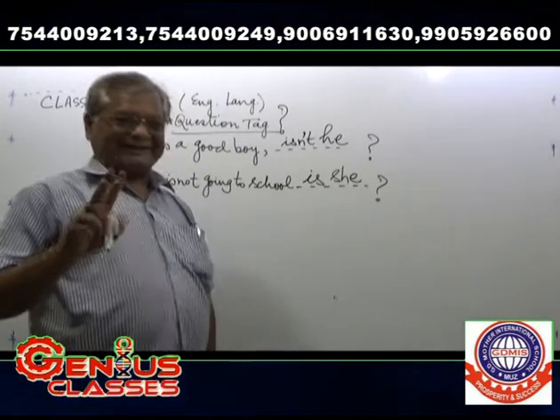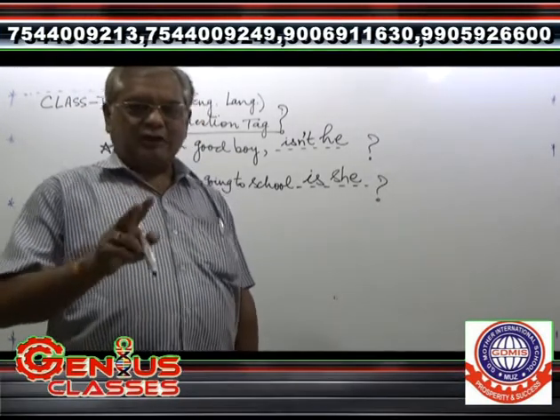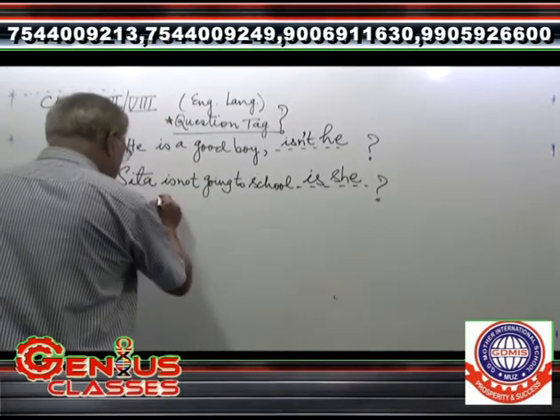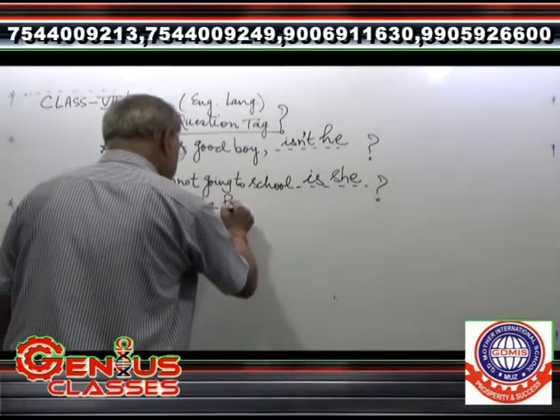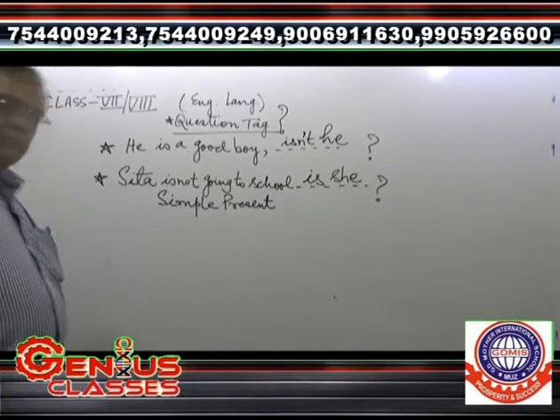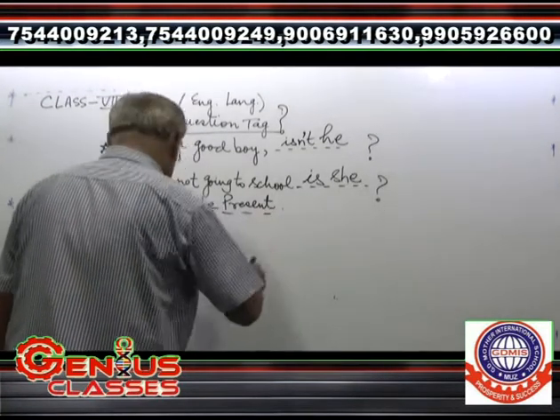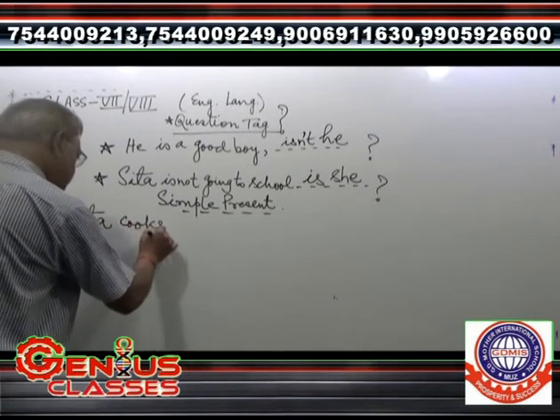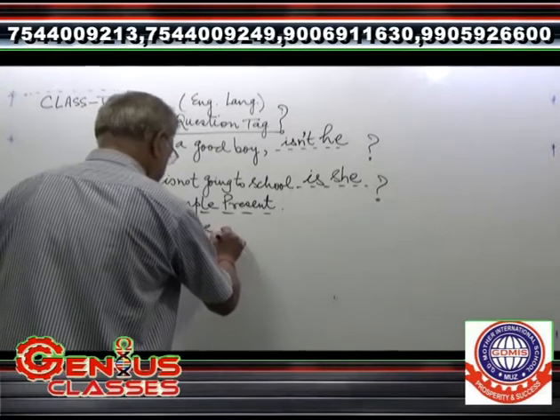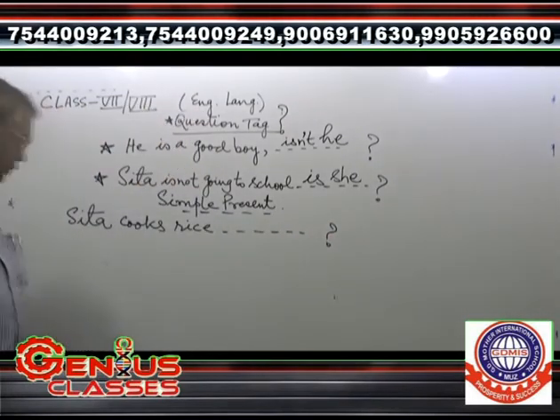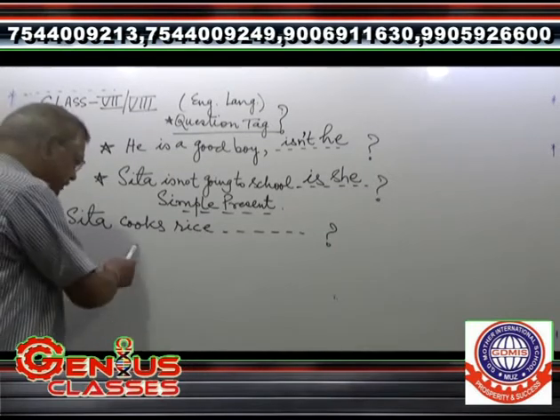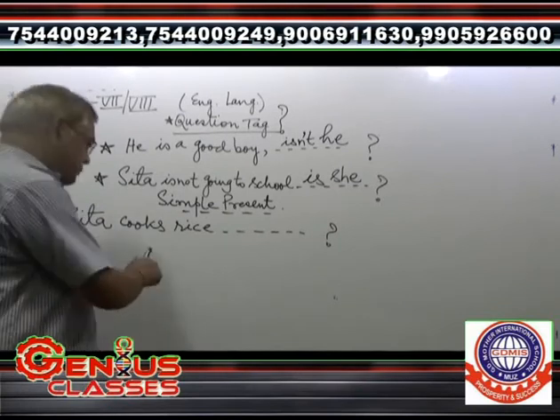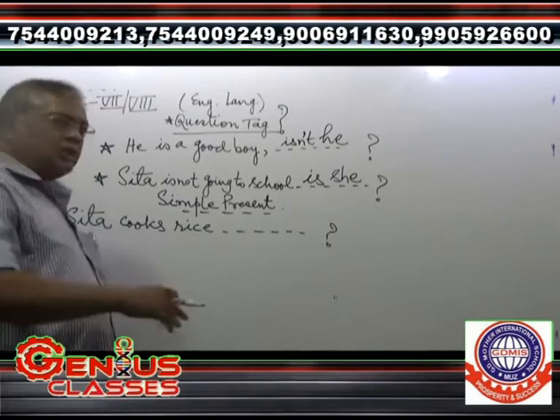Only in the case of two tenses are we unable to find exactly what helping verb or modal to use for the question tag. One is simple present tense. For simple present tense, if it is a sentence like Sita cooks rice, in this sentence, do you see any helping verb? No. Like is, am, are, or was, were, or do, does, no helping verb is used. Then what helping verb or modal should be used?